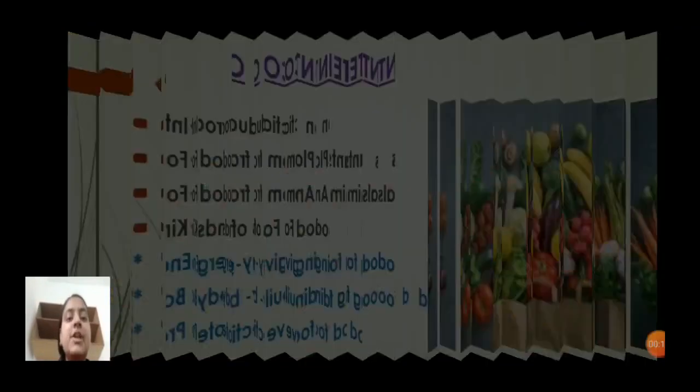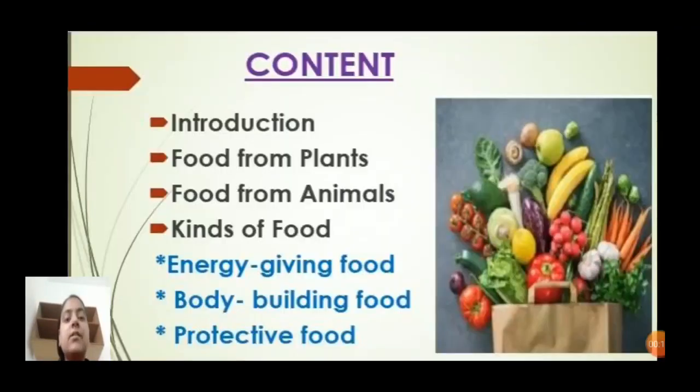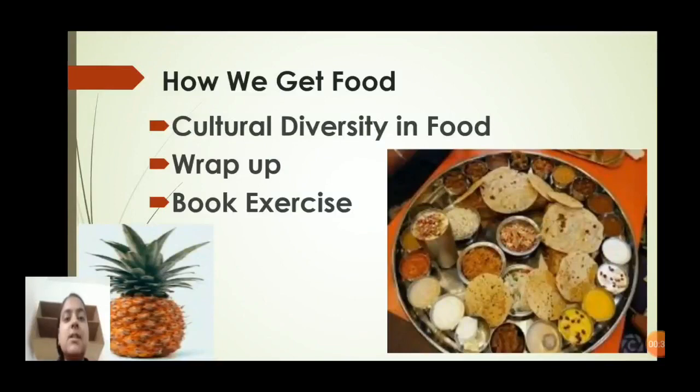Children, today we are going to discuss a new lesson of our textbook, lesson 9, Food We Eat. Here in this chapter we will go through the following topics: introduction, food from plants, food from animals, kinds of food, in which we will discuss three topics: energy giving food, body building food, and protective food. The next topics are how we get food, cultural diversity in food, and wrap up. At the end of the video we will discuss the book exercise also. So let's start our lesson.